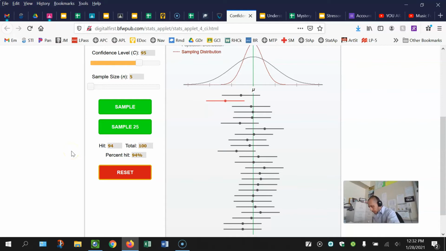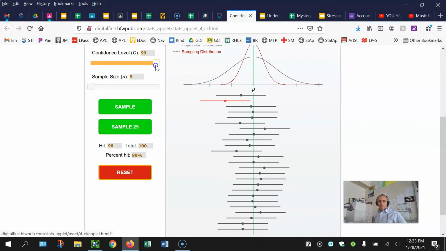So for me, 94. Is this surprising? No, because I had a 95% confidence level. So this isn't shocking. Watch your confidence levels as you drag the level from 95 to 99%. As I do this, I notice the intervals are getting wider. And yes, this makes sense because that's our capture rate. I'm more likely to capture the true parameter if I have a wider interval.